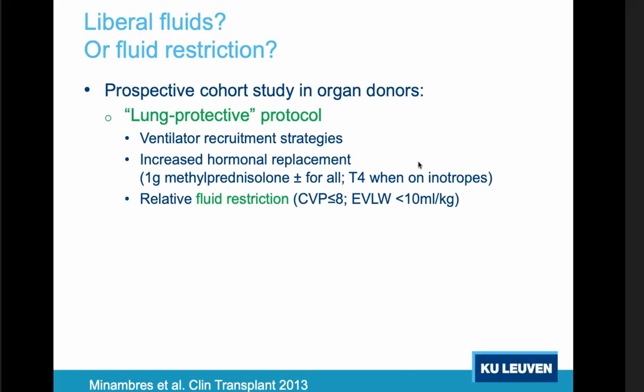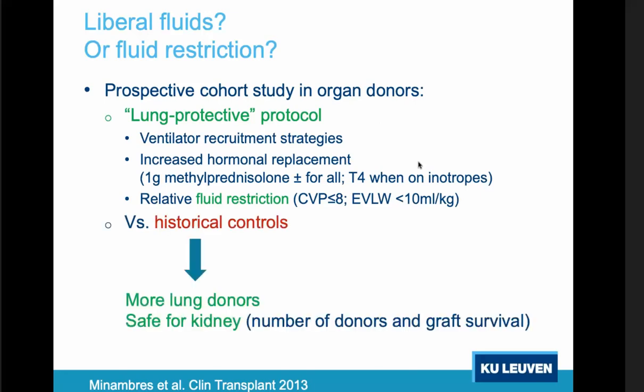This new donor protocol included many strategies, or three main strategies in fact, among which one strategy was relative fluid restriction. And the authors of this observational study compared the number of donors after implementation of that protocol versus historical controls. And importantly, it was good for the lungs. There were more lung donors, but important in this context is that it was safe for the kidney as well.